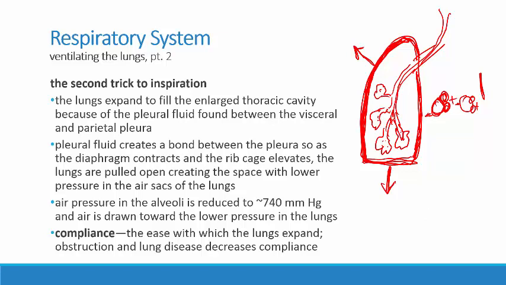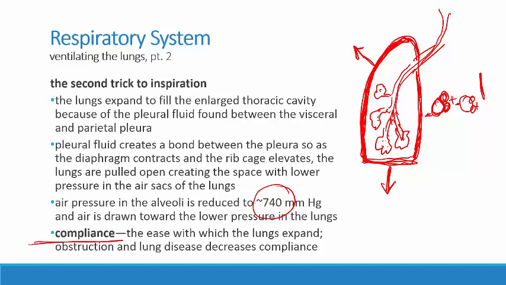So we reduce air pressure from about 760 millimeters mercury to about 740 millimeters mercury, about a 20 millimeter decrease in pressure, and that draws the air into those lower pressure spaces in the lungs. So we talk about compliance. That's a term that relates directly to lung function.